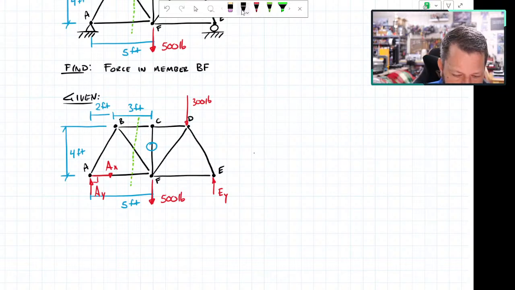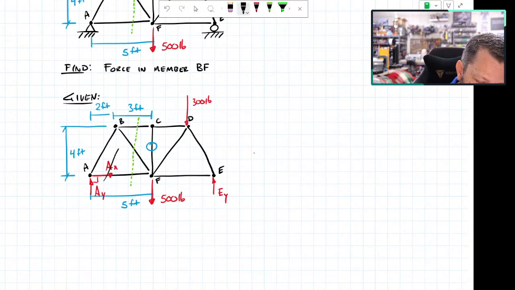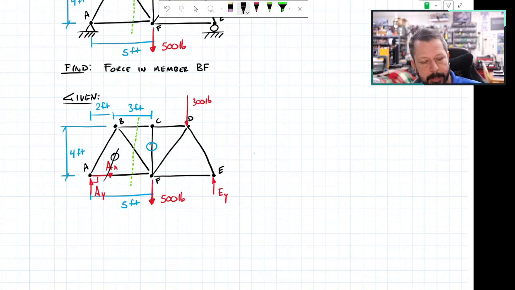But if you look at everything and you've got one force that is the only one that has any components in that direction, you can just zero it out. So that's what I'm going to do. Now I need a way to solve for AY.